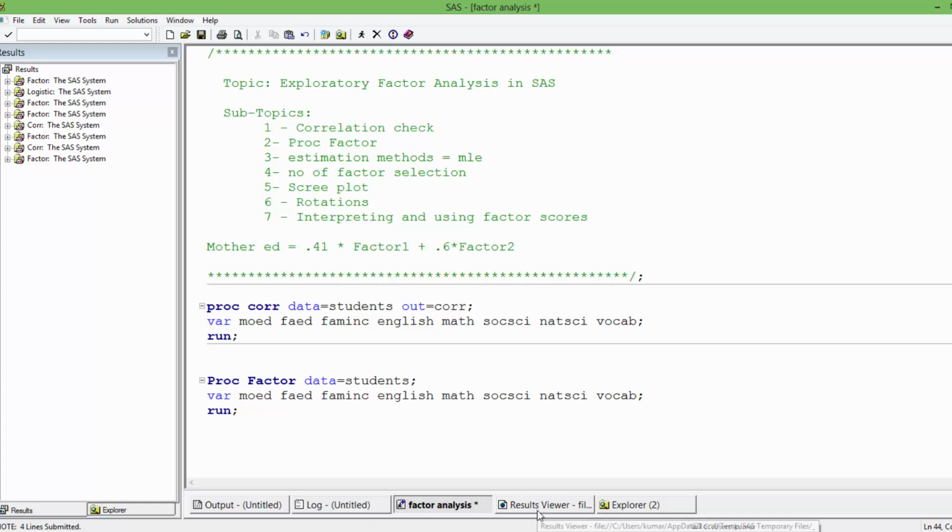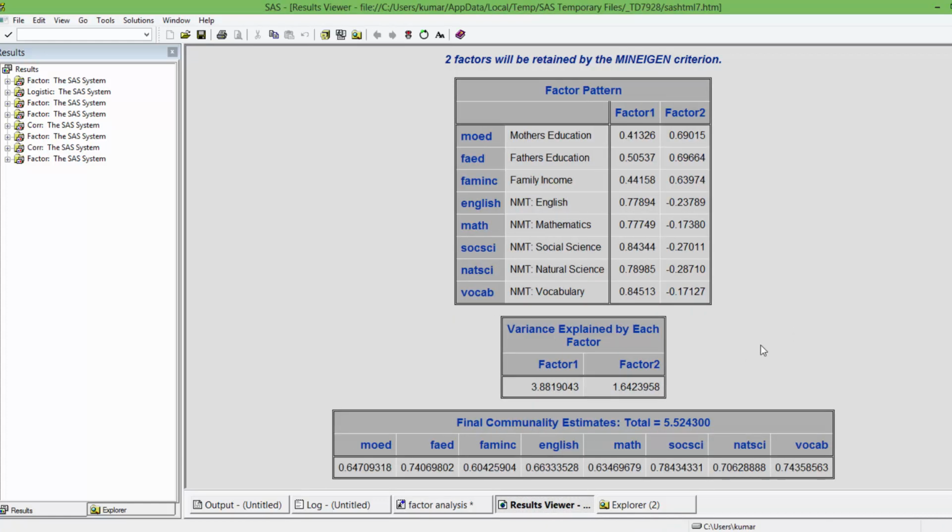Now let us go back to the result and see where factor 1 is contributing more. If you see English, the coefficient for English score is 0.77 for factor 1 and minus 0.23 for factor 2. Hence, factor 1 is contributing more to the English score than factor 2. Similarly, mathematics.